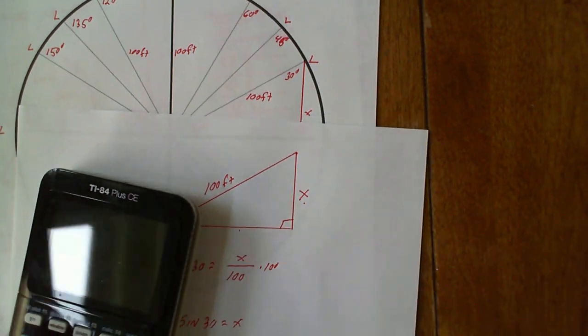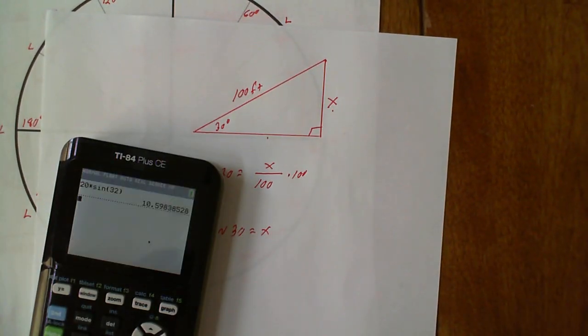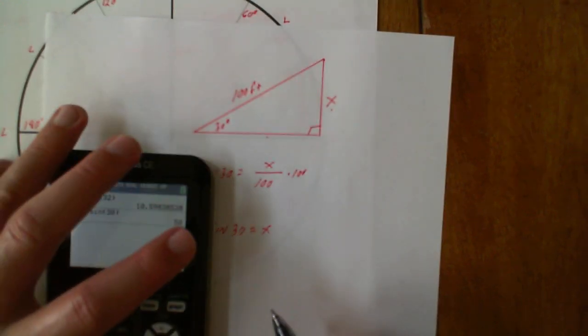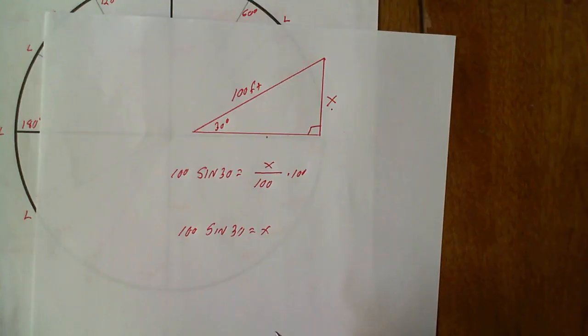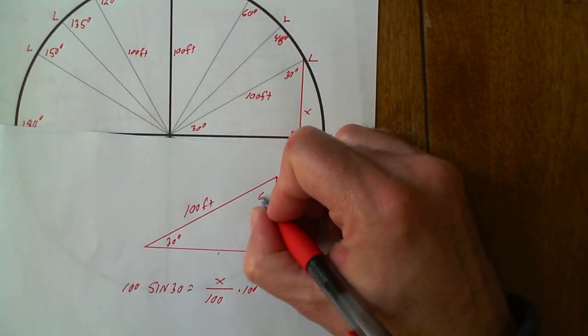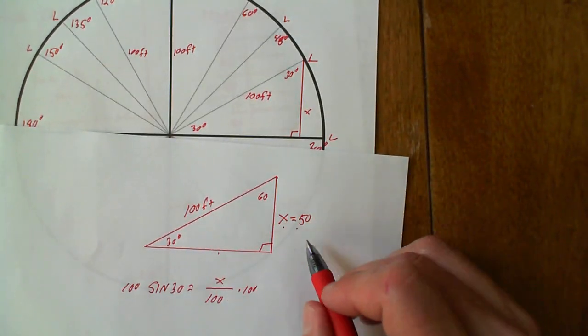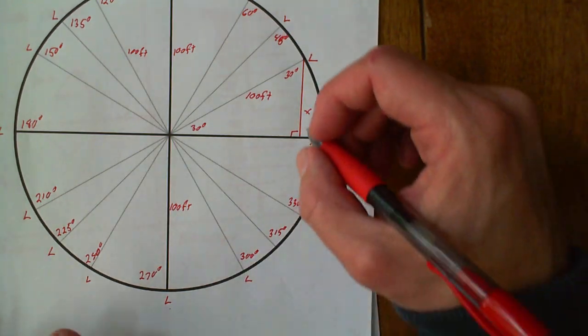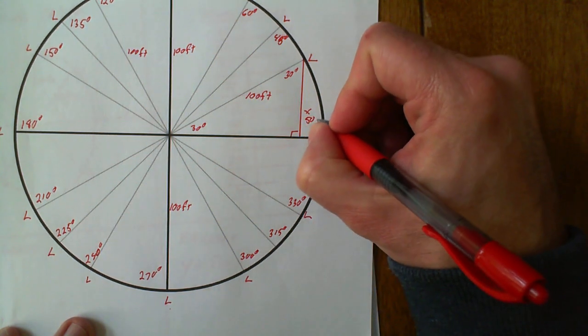So let's go ahead and calculate. You guys see that there? Let's calculate that out. 100 times, whoops, let me clear that. 100 times sine 30, and that's going to equal 50 feet. By the way, some of you are able to calculate without a calculator because guess what? This is a 30, 60, 90 triangle. This is going to be half of that. But anyway, that's 50 feet. So my height at 30 degrees is going to be 50 feet.